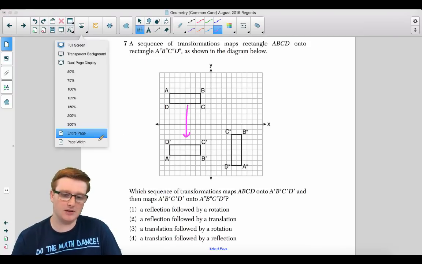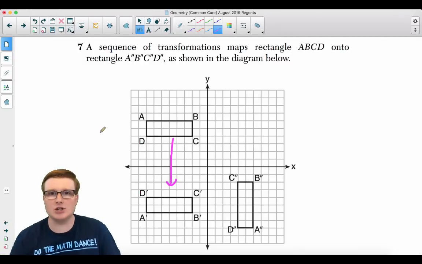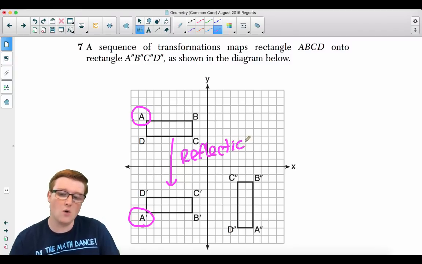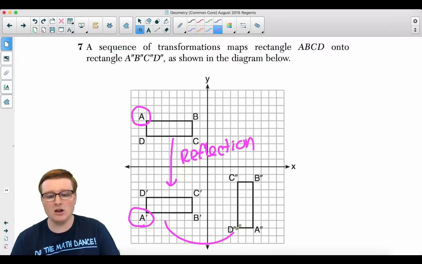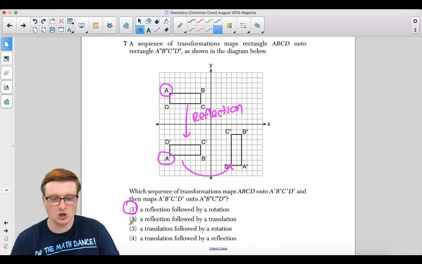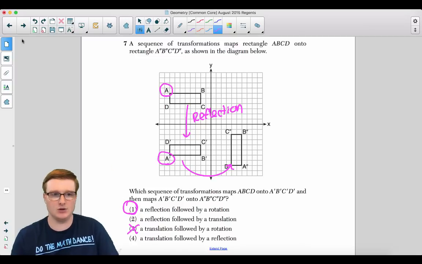Now, many people look at this and they say, yeah, translation. It's a shift. It's a move. No. Look at the vertices. A is now down here. Huh? What? Yeah, that's a reflection. This is a reflection over the x-axis followed by a rotation. So that's going to be choice 1. Choice 3 was the trick answer. Be very, very careful of those vertices.